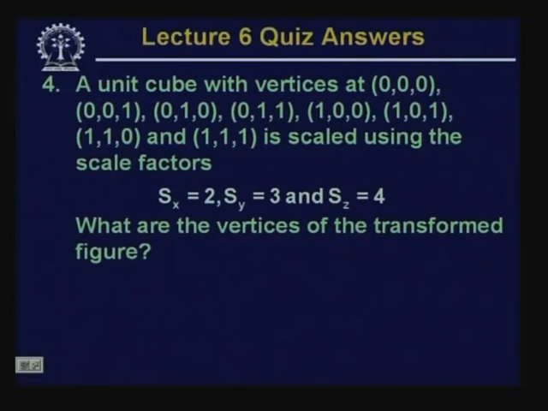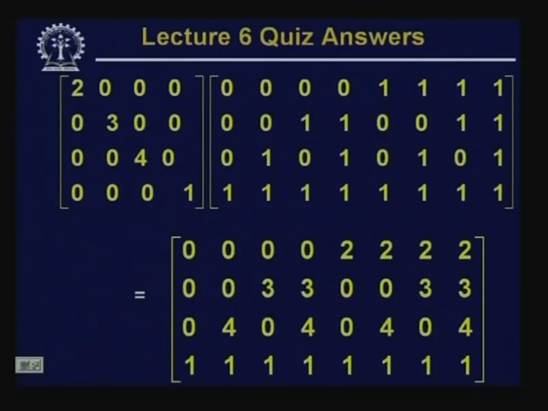Then we had given another problem with vertices of a cube, where the scale factors were 2 along the x axis, 3 along the y axis and 4 along the z axis. If we transform this cube with the help of these scale factors, then finally I will get the transformed coordinates like this: 0 0 0, 0 0 4, 0 3 0, 0 3 4, 2 0 0, 2 0 4, 2 3 0 and 2 3 4.